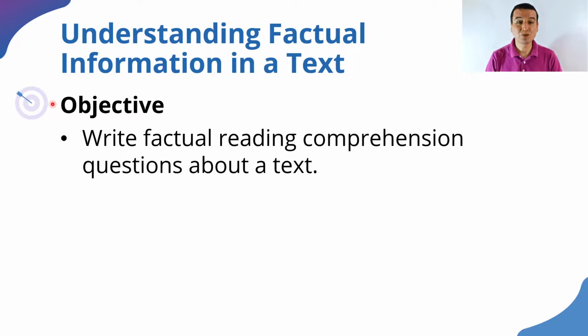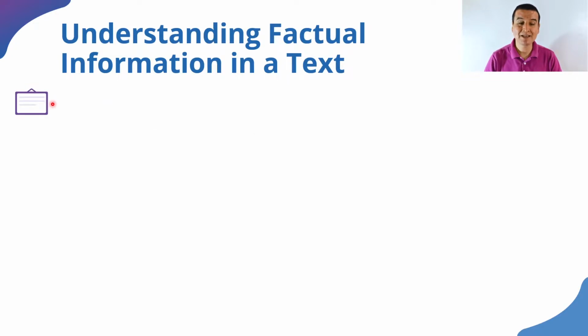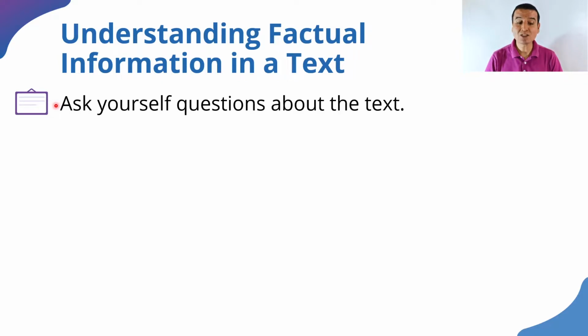So if you want to write factual comprehension questions about a text, the first thing that you need to take into account is that you have to ask yourself questions about the text. How do I make sure that somebody understands something that I've written? Or how do I understand something that somebody else has written? So you ask yourself questions about the text. What is this about? What is the author saying here? Is this accurate or not? Do I understand this sentence right here?